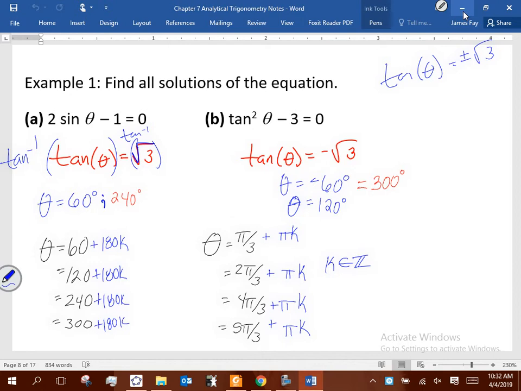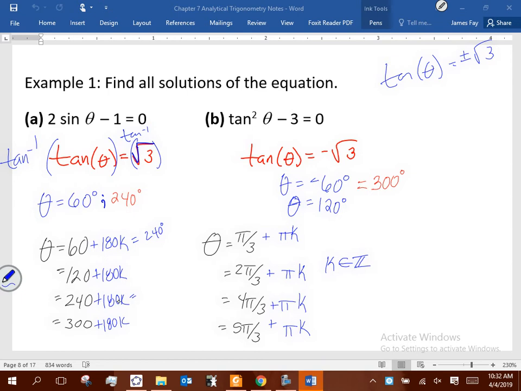When we look at these, I think it's easier to recognize when we deal with the degrees. Think about that first one. If K is 1 in that first solution right here, what does that produce for you? It'd be 240 degrees, wouldn't it? 60 plus 180.